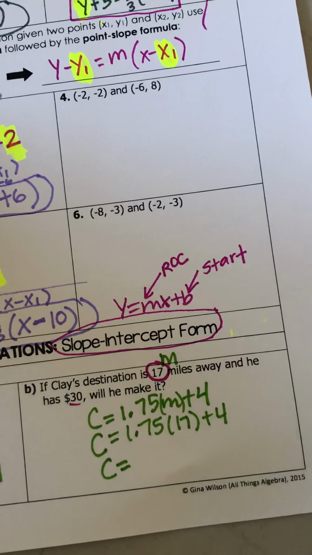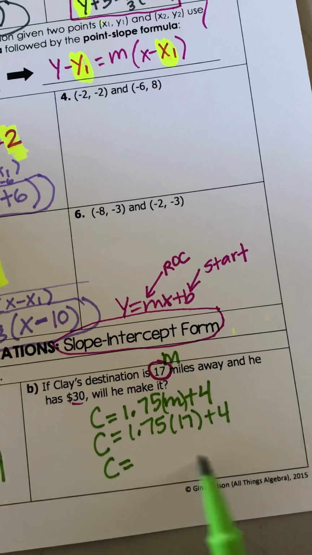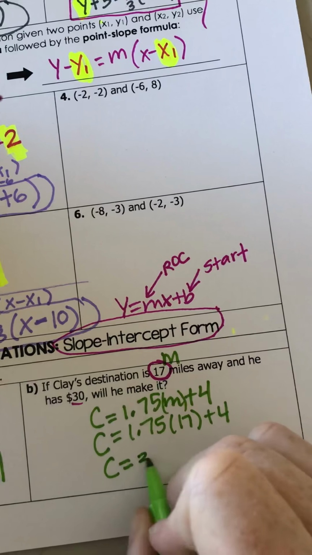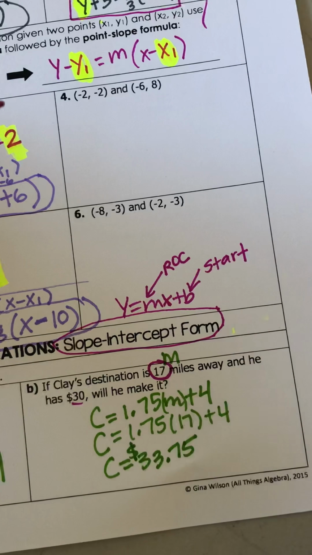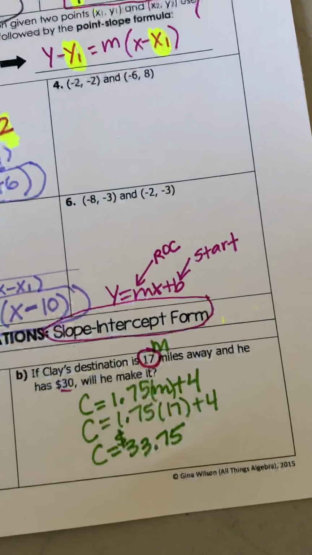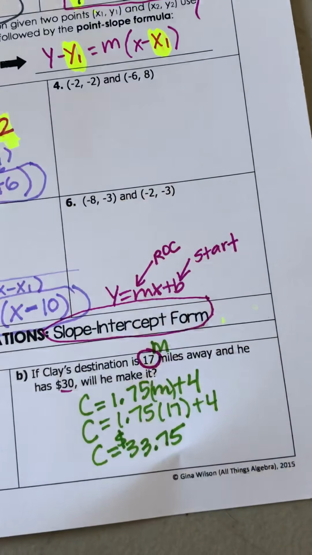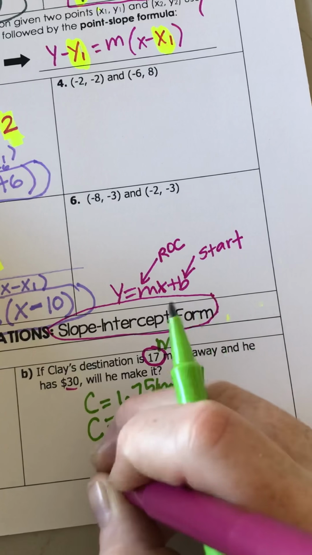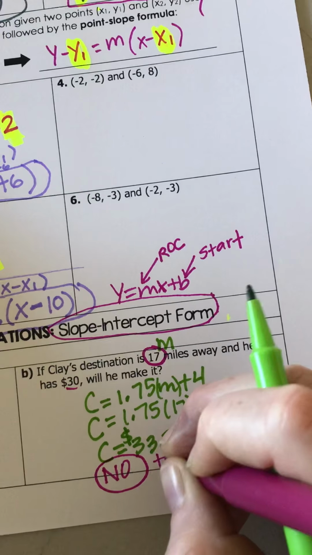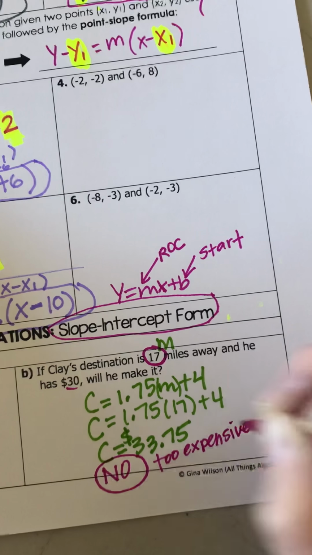Okay, so I would just put 1.75 times 17 in the calculator and then do a plus 4, and I'm getting 33.75. So that's $33.75 to go 17 miles. Okay, Clay only has $30. So will he make it? No. He only has $30. And that's too expensive. Or he will run out of money.